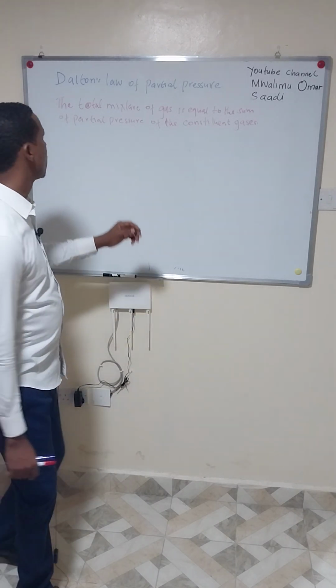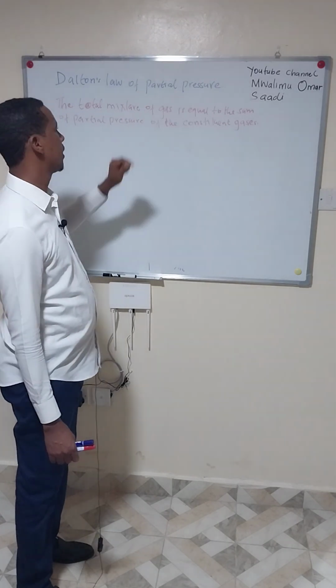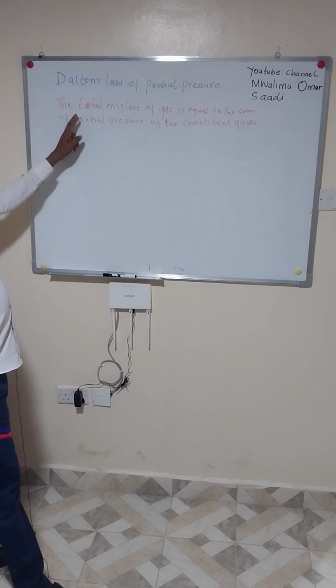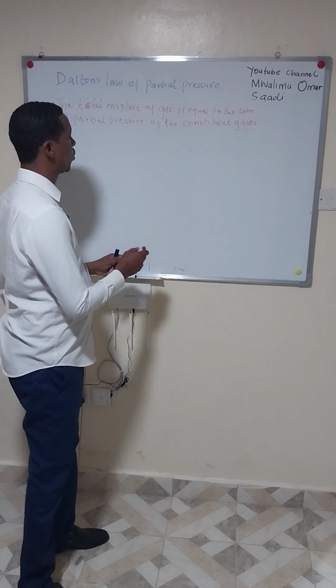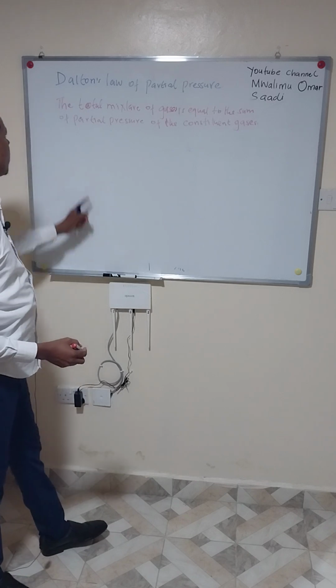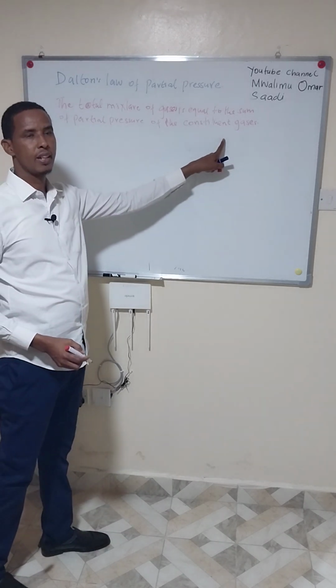So in today's video, we will look at Dalton's law of partial pressure. Dalton's law of partial pressure states that the total pressure of a mixture of gases is equal to the sum of the partial pressures of the constituent gases.